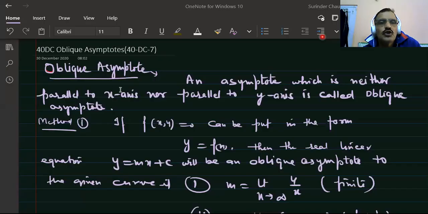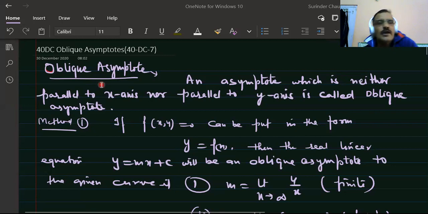Hello students, in the previous lecture we discussed what an asymptote is, and also the method to find the rectangular asymptotes, that is, asymptotes parallel to the axes: horizontal asymptote as well as vertical asymptote. Now in this lecture we'll discuss two methods of finding the oblique asymptote.